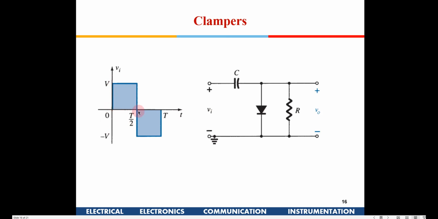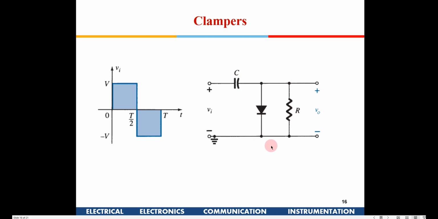Okay, now here if you see, the DC value is 0, and the input signal is swinging from plus V to minus V. Now if I have to introduce a DC shift into this circuit, one way of doing it is using a capacitor, and then you have a diode and a resistor here. So to analyze these circuits, first you have to see how the capacitor is going to behave, right?